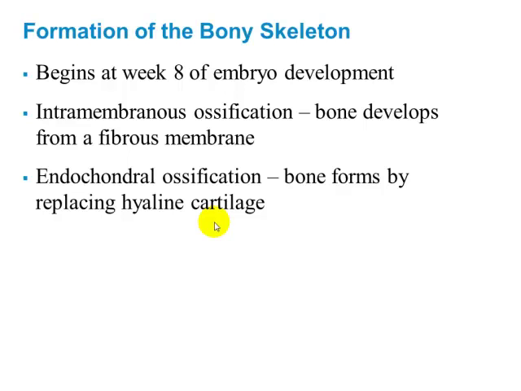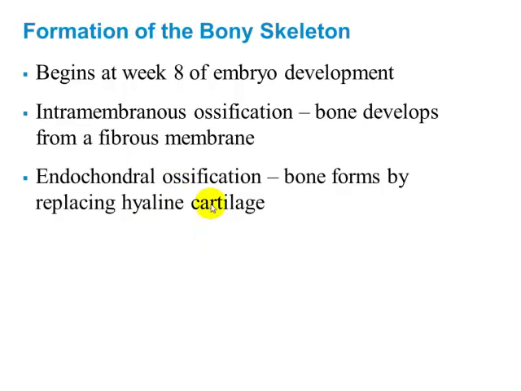There are two main kinds of ossification that we're going to see. The first is called intramembranous ossification. And if you look at that word, intramembranous means within a membrane. So here we're going to see the bone developing from a fibrous membrane. The other kind is endochondral ossification. Endo meaning inside, and chondral meaning cartilage. So here the bone is going to form by replacing a hyaline cartilage bone model, if you will.